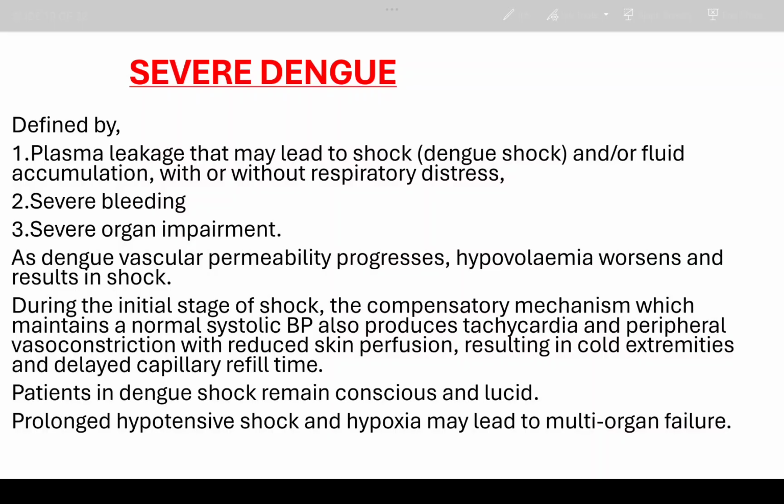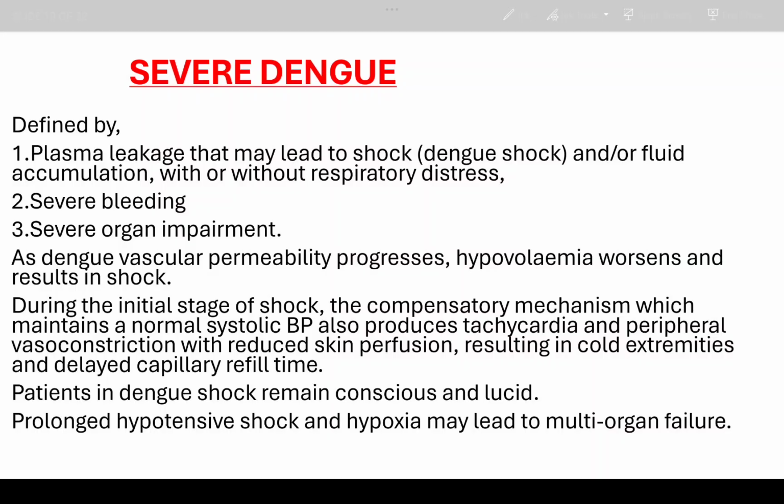So what happens during this initial stage, a compensatory mechanism starts. The body is trying to maintain the normal pumping blood pressure, normal systolic blood pressure, so that all the organs are getting enough blood supply. The compensatory mechanism is taking place. The heart is trying its best to pump the blood, so the normal systolic blood pressure is maintained.